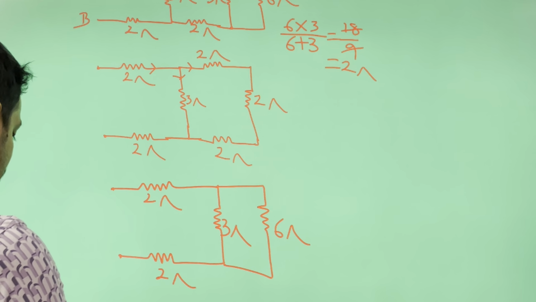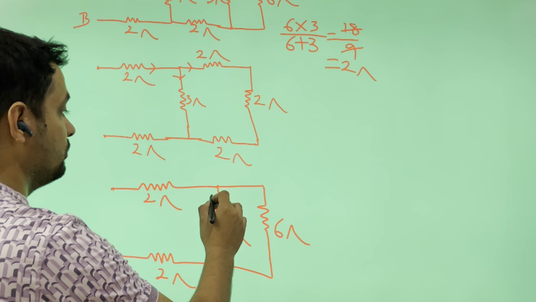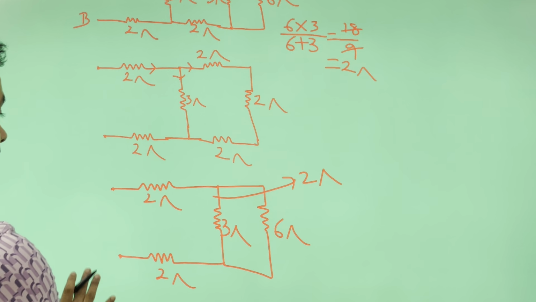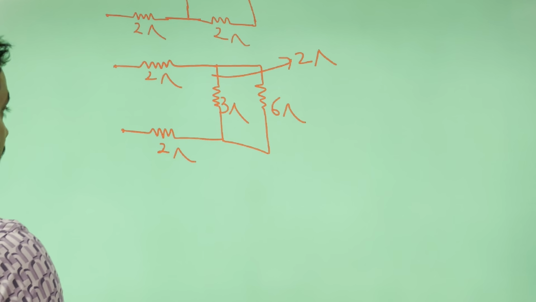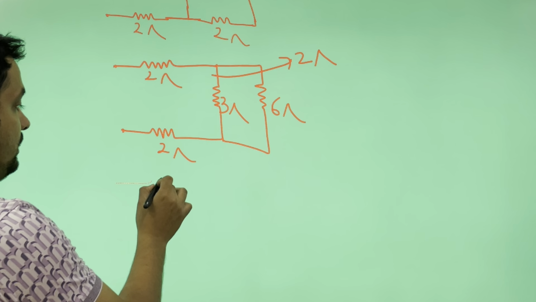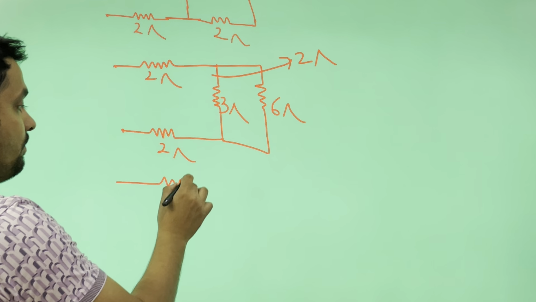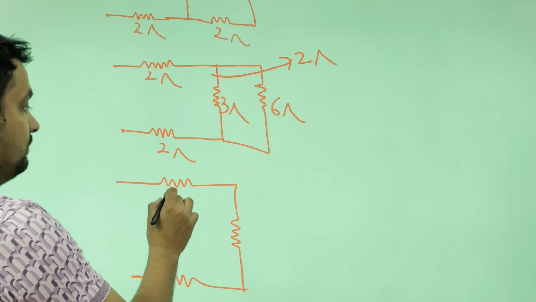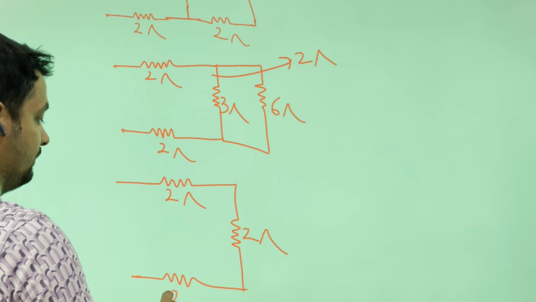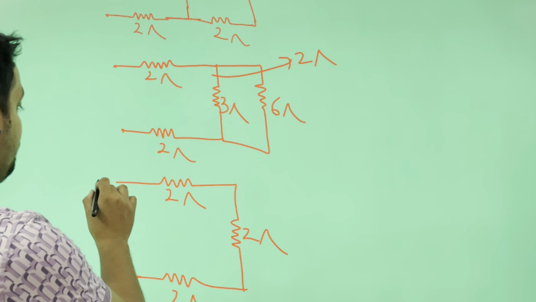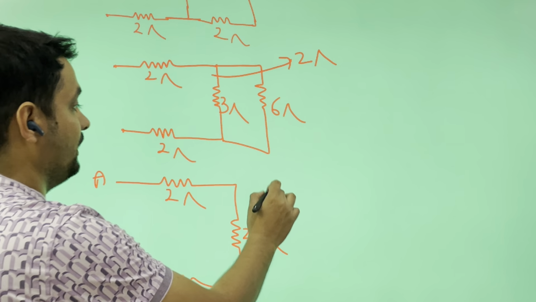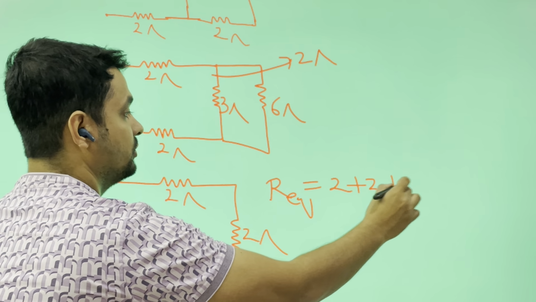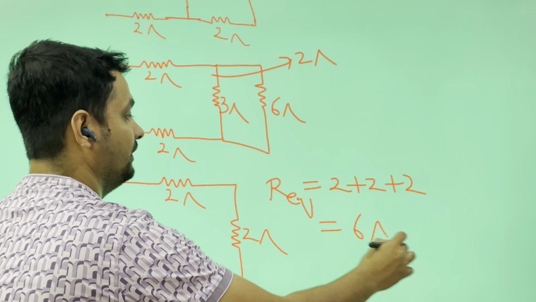Then finally we can write in place of this 2, again 2 ohm, R equivalent of this 2 ohm. Then finally it is 2 ohm, 2 ohm, and then 2 ohm. So the final R equivalent between A and B is 2 plus 2 plus 2. This is 6. The answer is 6.